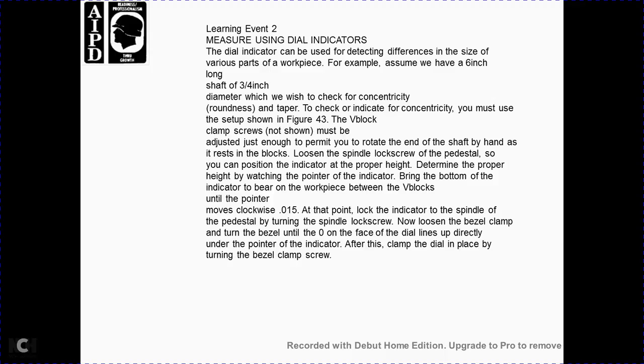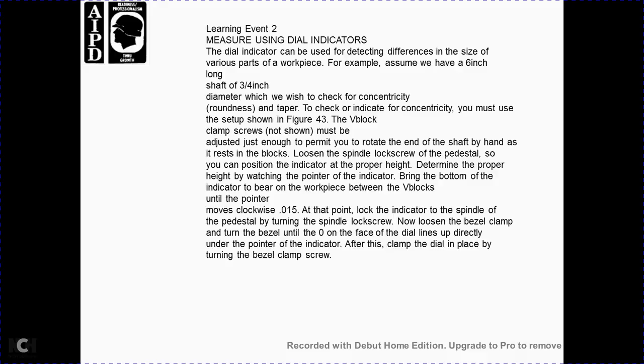Tighten the V block clamp screws just enough to permit rotating the end of the shaft by hand while it rests in the blocks. Loosen the spring lock wire and the lock screw on the pedestal so that you can position the indicator at the proper height. Determine the proper height by watching the point of the indicator. Bring the bottom of the indicator to the point on the workpiece between the V block, and move the point clockwise about 15 thousandths of an inch. With the indicator spinning on the pedestal, turn the spindle lock screw, then loosen the bezel clamp and turn the bezel until the 0 of the dial face lines up directly under the point of the indicator.